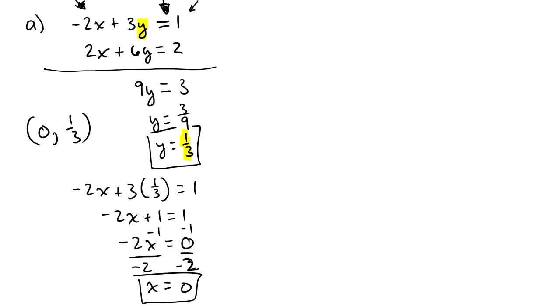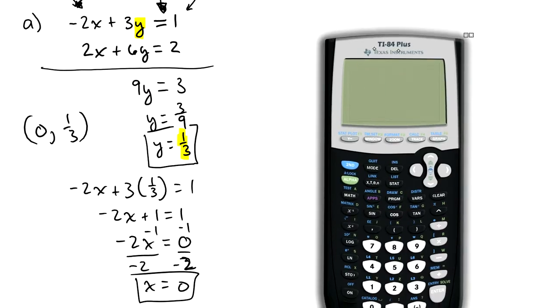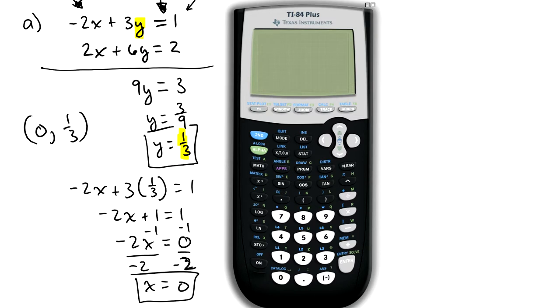Now, the problem did say check this if possible. So let's go ahead and check this one using our calculator. I'm going to plug in what I found for x and y in the left-hand side of the first equation, I should get 1, and when I plug what I found for x and y into the left-hand side of the second equation, I should get 2. And if I get the 1 and if I get the 2, then it does check.